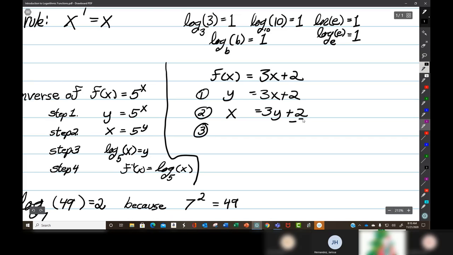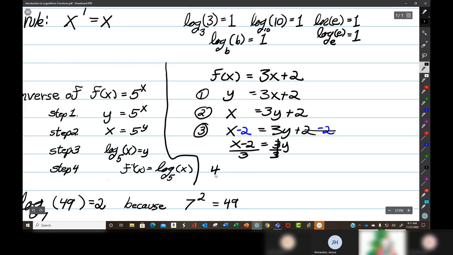So I'll subtract 2 from both sides. Actually, I don't have to do that, do I? And I should definitely do it on another line. Okay, we'll do that. x equals 3y plus 2. I subtract 2 from both sides. Two minus two is zero, so I'm left with 3y equals x minus two. Then to get y by itself, I divide by three and divide by three. And the threes in front of the y cancel.